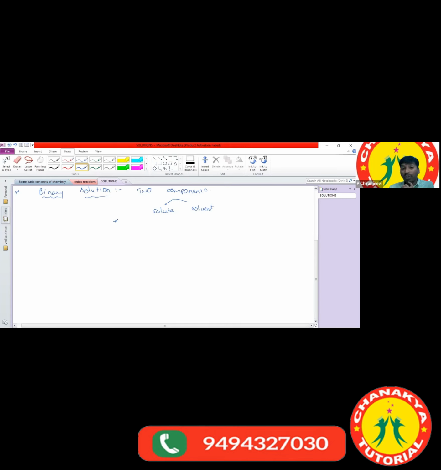Now, based on the quantity, the substance which is present in the lesser quantity we call a solute. The substance which is present in a larger quantity is called a solvent. According to that, in a sugar solution, which one is the solute and which one is the solvent? Sir, sugar is solute and water is solvent. Very good. Now you got the clarity. So based on quantity, the substance present in lesser quantity is called a solute, and the substance present in more quantity is called a solvent. For example, in sugar solution, water is the solvent and sugar is the solute.